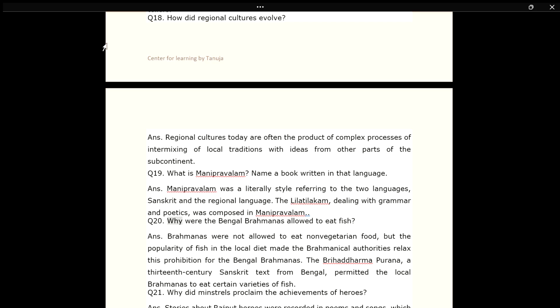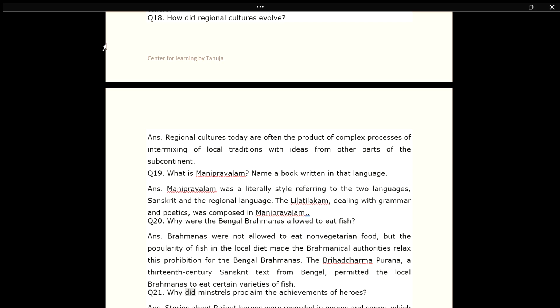Q20. Why were the Bengal Brahmanas allowed to eat fish? Ans. Brahmanas were not allowed to eat non-vegetarian food, but the popularity of fish in the local diet made the Brahmanical authorities relax this prohibition for the Bengal Brahmanas. The Brihadharma Purana, a 13th century Sanskrit text from Bengal, permitted the local Brahmanas to eat certain varieties of fish.